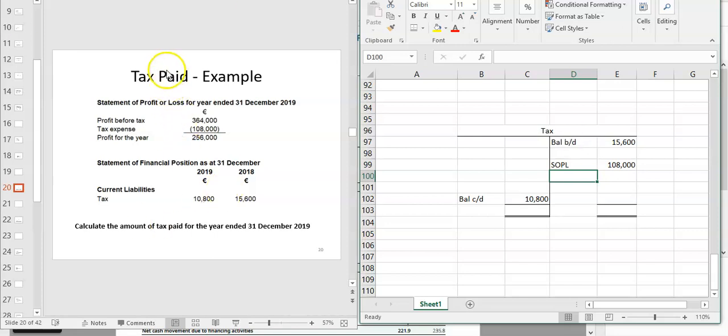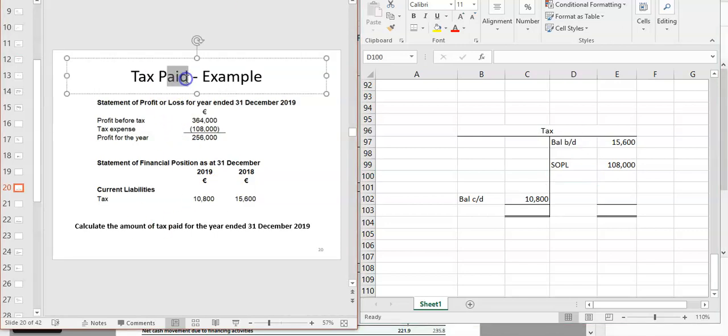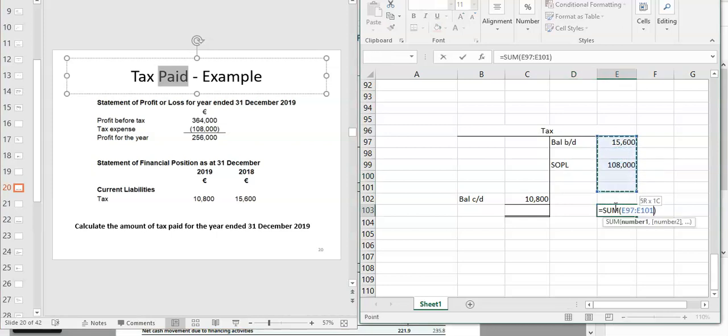And it's tax paid that should go into your statement of cash flows. The expense is the expense incurred. That goes into the statement of profit and loss. But the amount physically paid over, i.e. credit bank, is what goes into the statement of cash flows. So your credit side here is 123,600. So both sides must be that.